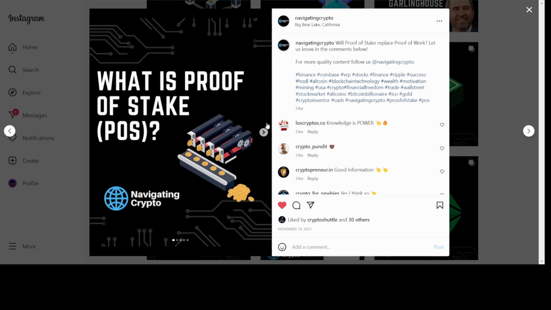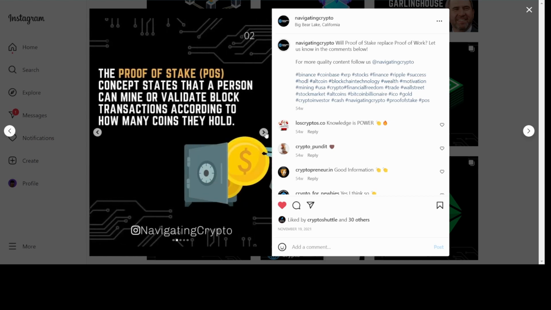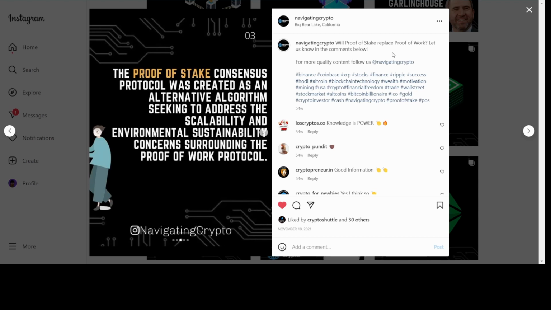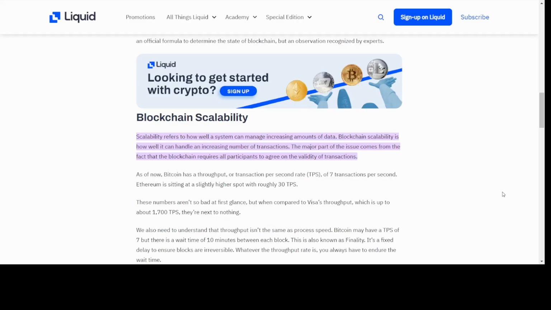So this post goes more into what proof of stake is. A proof of stake is a mechanism where a person can mine or validate block transactions according to how many coins they hold. The proof of stake consensus protocol was made as an alternative to proof of work, and this mechanism addresses the scalability and environmental sustainability concerns around proof of work. So scalability refers to how well a system can manage increasing amounts of data. So blockchain scalability is how well it can handle an increasing number of transactions.